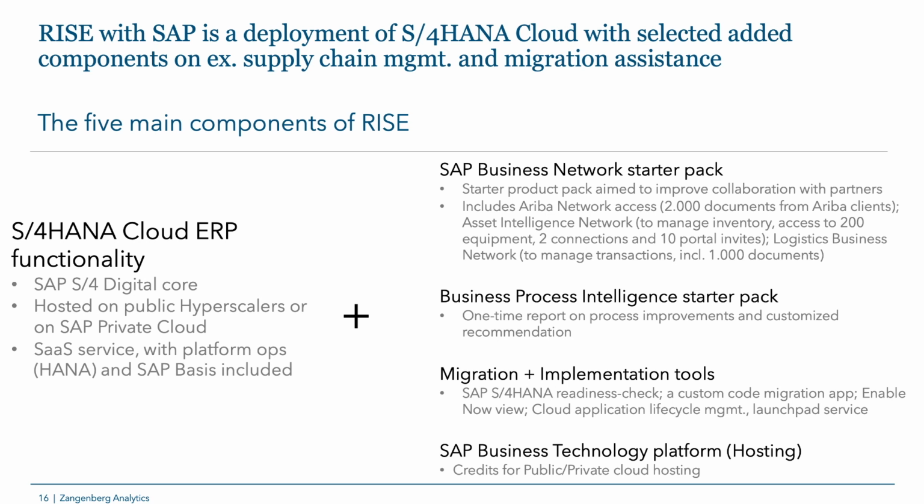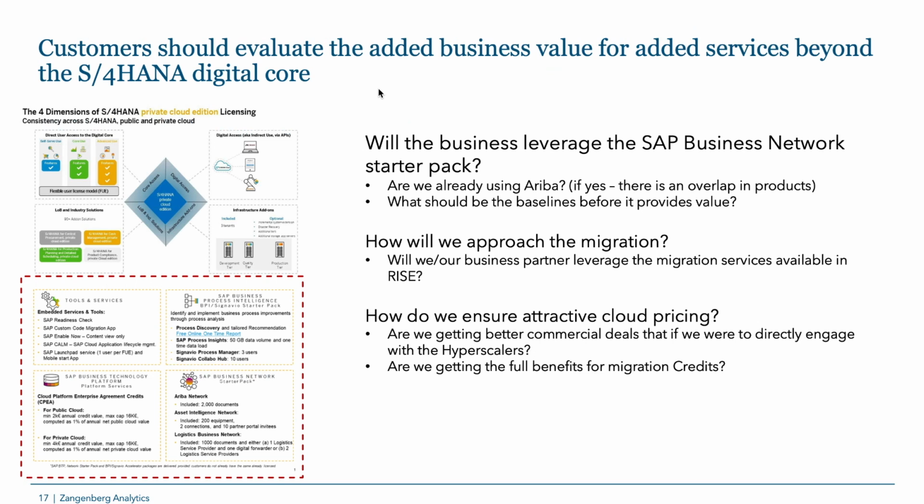Basically, the takeaway from our side, if we boil it down, is that what you're getting is not very different from S/4HANA Cloud, and you need to evaluate the business value of some of the added services. Will you even leverage the business network starter pack? If you're already using Ariba, there will be an obvious overlap in the products. As for the migration tools, unless you are a very, very standardized client, you won't get a lot of value from them per se. You do need to engage a large business partner in any case, and probably you won't even leverage some of these add-on products.